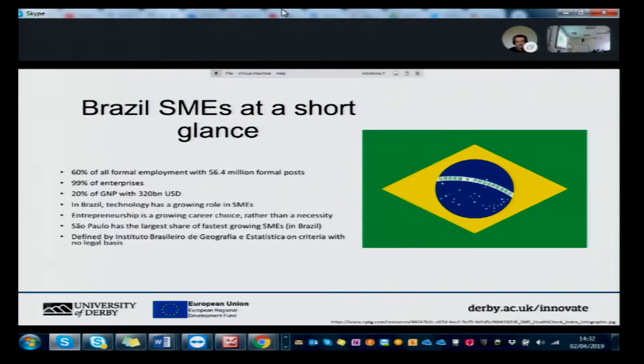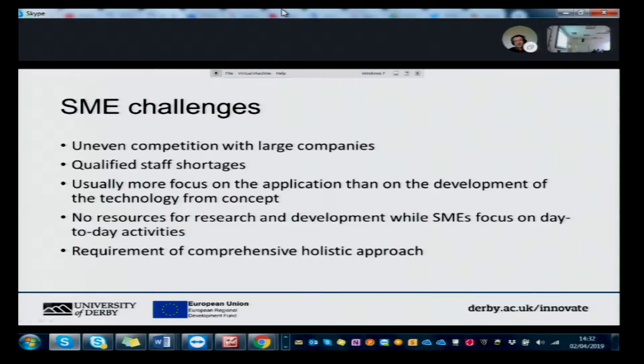SMEs are having very significant challenges. First of all, they are competing with corporations, which is very uneven. Corporations have money, they have time, they have experience, they have lawyers, they have people, and they can lobby the government. Something that is very difficult for small companies.